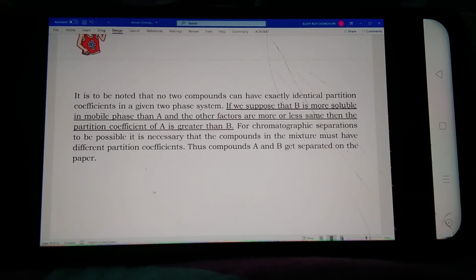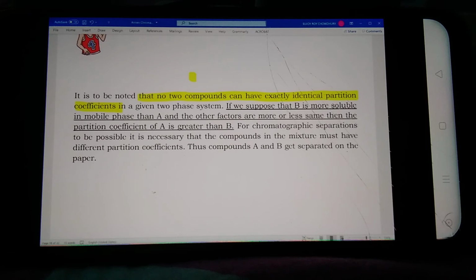Now, it is to be noted that no two compounds can have exactly identical partition coefficients. I told you that they can be very similar, and the values can be very close, but because the components are different, they cannot have exactly the same partition coefficient in a two-phase system.